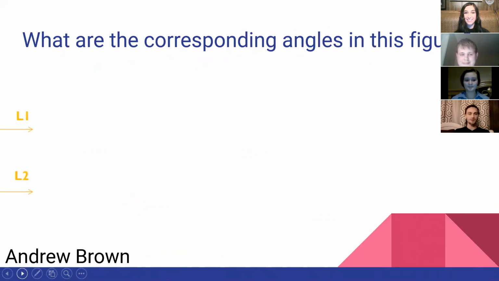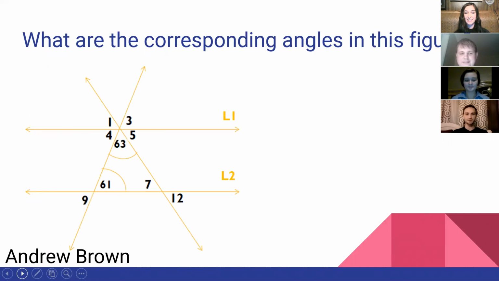All right, so I'm going to pull this graph up right here. It's very similar to the one that you were just talking about. Corresponding angles are the angles which occupy the same relative position at each intersection where a straight line crosses two others. So if the two lines are parallel, the corresponding angles are equal. With that being said, we have a few in this figure that actually correspond with each other.